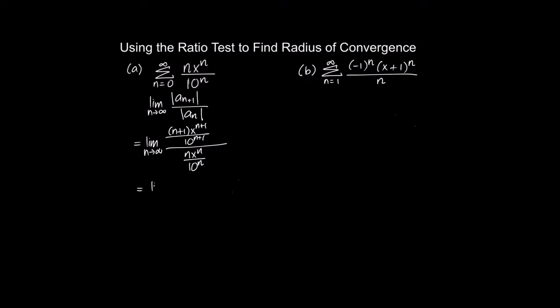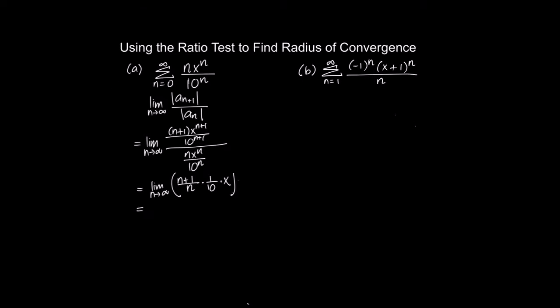After we move around some terms and simplify, what we're going to get is n plus 1 over n times 1/10 times x. So this is the next expression. Now, as n approaches infinity, n plus 1 over n is going to approach 1.